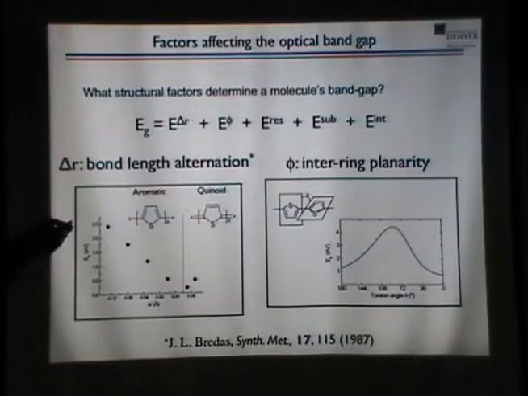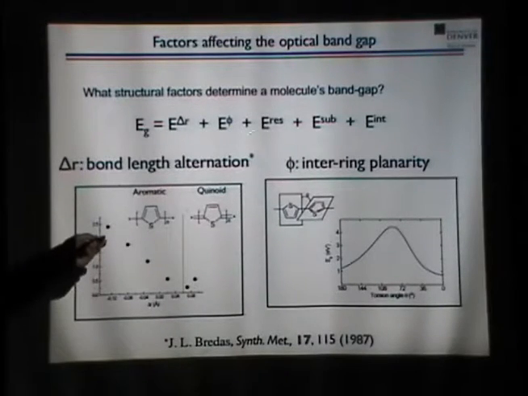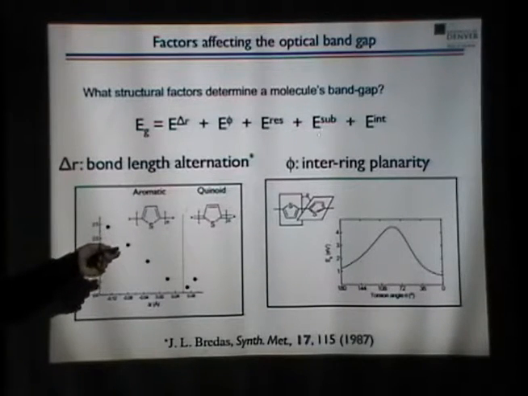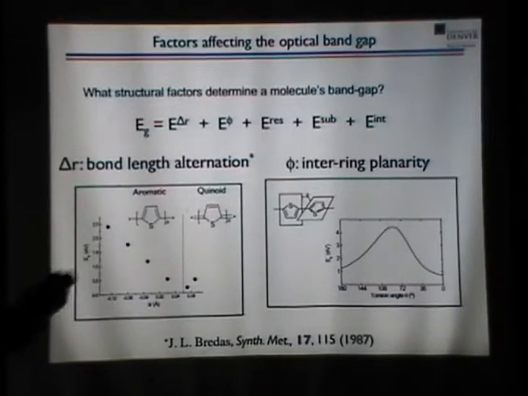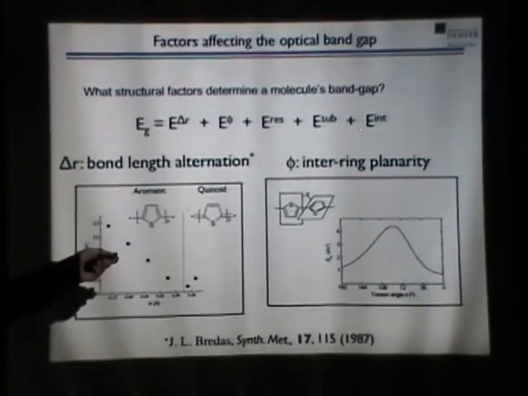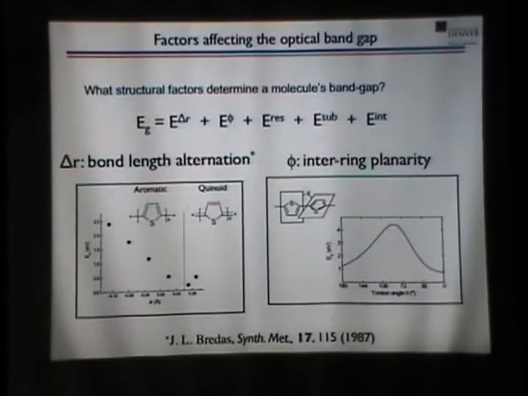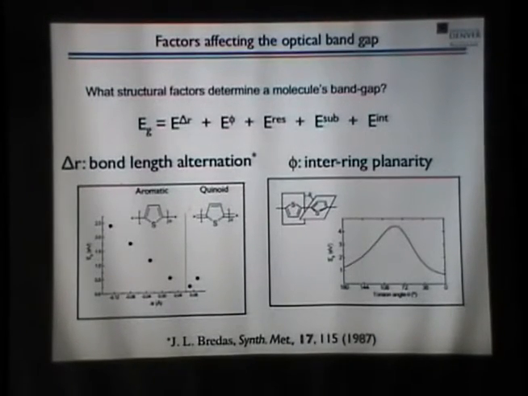Right? We've got E_δR, the bond length alternation in the material. E_φ, which is the interring planarity, I'll describe these in more detail. E_res, the resonance of the electrons in the material. E_sub, which is substituents, the side groups of the material. And E_int, the interaction between different polymers. So let's just go through these briefly.